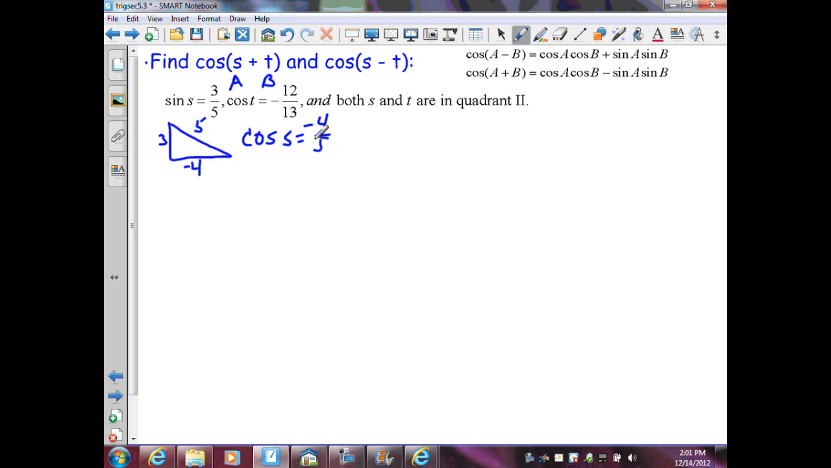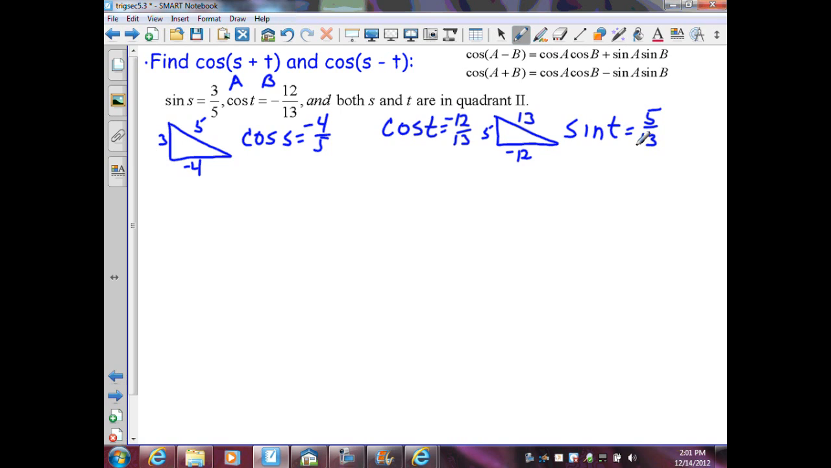And for my cosine of t, I know it is a negative 12 over 13. And that drawn in my second quadrant would look something like this, which would give me a negative 12 for my x value, and my r is 13. By the Pythagorean theorem, or my triples, I know that this is 5. So my sine of t is equal to 5 over 13.